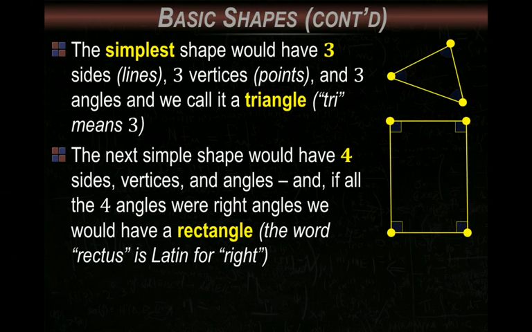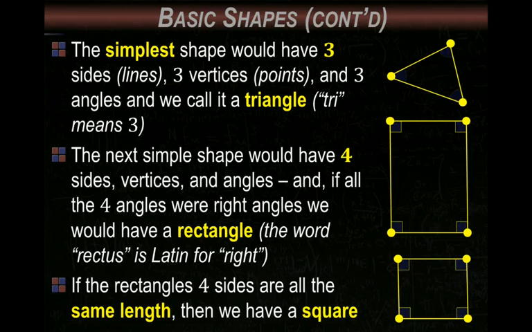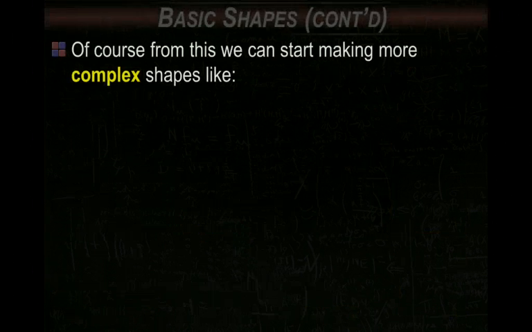It's right angles. Okay? Now, if in that rectangle all the 4 sides are the same length, we have what's called a square. So every square is a rectangle, but not every rectangle is a square. All right, there's your 2 basic shapes, the triangle and the rectangle, and then something a little fancier, the square. This is the building blocks.